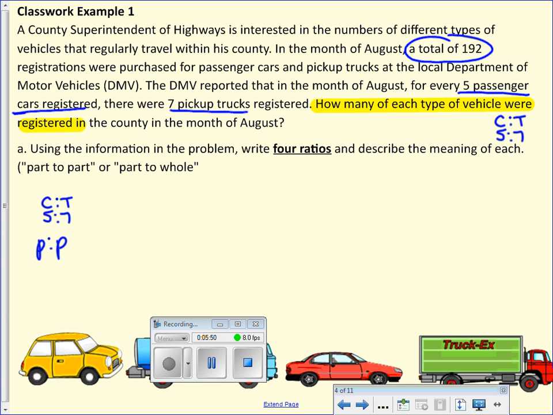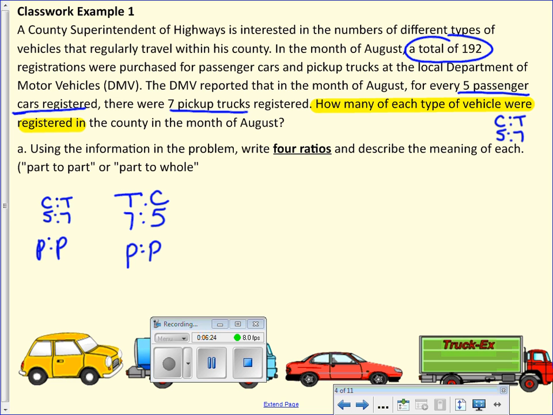Okay, so yes, if we did cars to trucks, we could do trucks to cars, which is 7 to 5, and that is a part-to-part ratio. What would a part-to-whole ratio be? 7 to 192? No, but I totally understand why you said that. Somebody said that first period too. 192 represents the total, not the whole in the ratio.